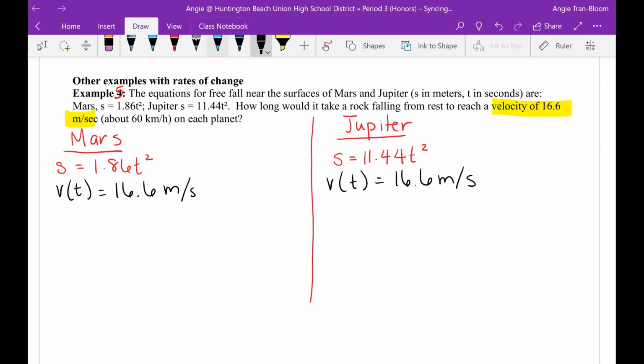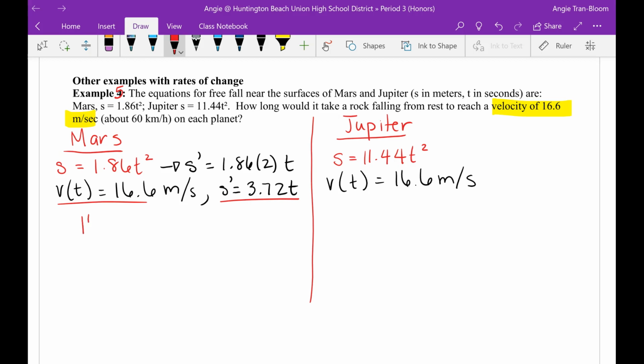Velocity, as you know by now, is the derivative of position. So S prime is 1.86 times 2t, which gives S prime equals 3.72 t. Remember, velocity is S prime, so these two are the same. I set them equal to one another: 16.6 equals 3.72 t. Divide both sides by 3.72. So the time on Mars is 4.46 seconds.